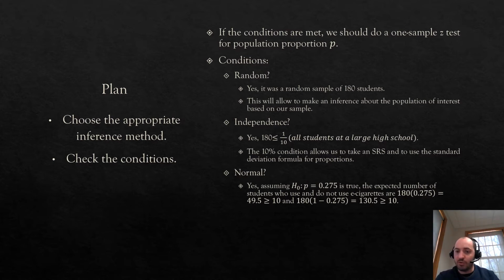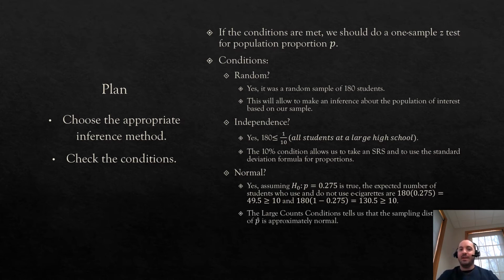Since both those are greater than or equal to 10, the large counts condition is satisfied, and that means that we can assume that the sampling distribution of sample proportions is approximately normal. So we are good to go. Our conditions are satisfied here.